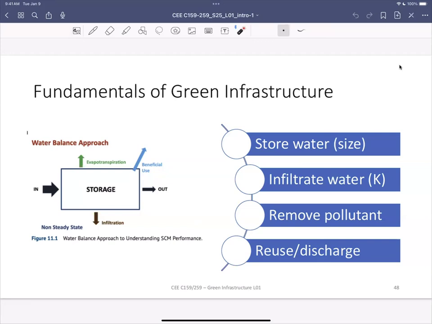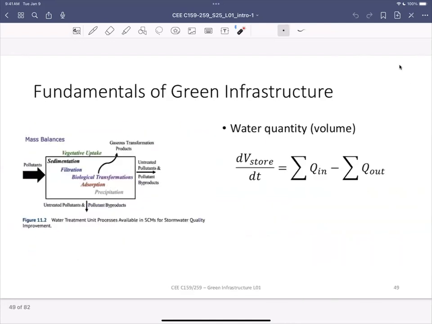Once we achieve all those three functions, the degree of each will determine whether we can reuse the water or just discharge it to surface water by limiting the pollution. So as I said, there are two aspects of it: one is water quantity and the other is water quality. Let's look at the fundamentals.